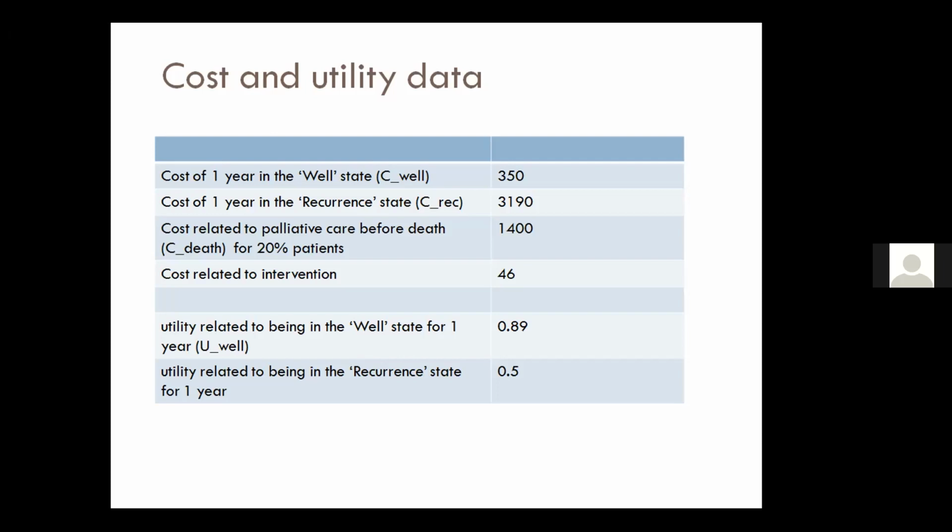Similarly, if there is an intervention, we are assuming that 46 rupees or $46 or whatever. Utility value of remaining in the well state for 1 year is 0.89. Utility value of remaining in the disease state is 0.5. And of course, the utility value for death is 0.